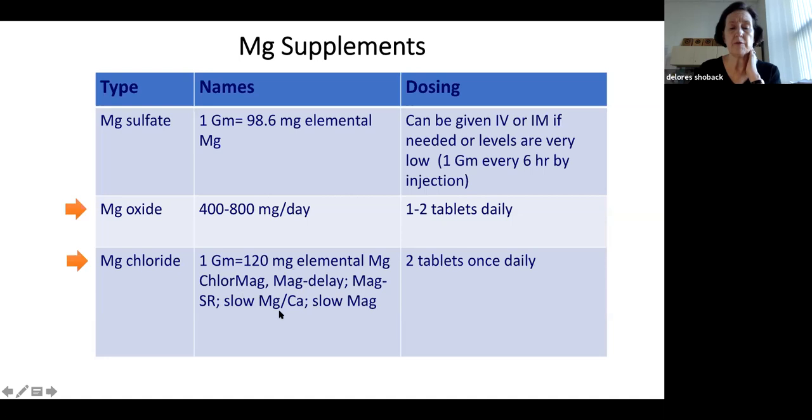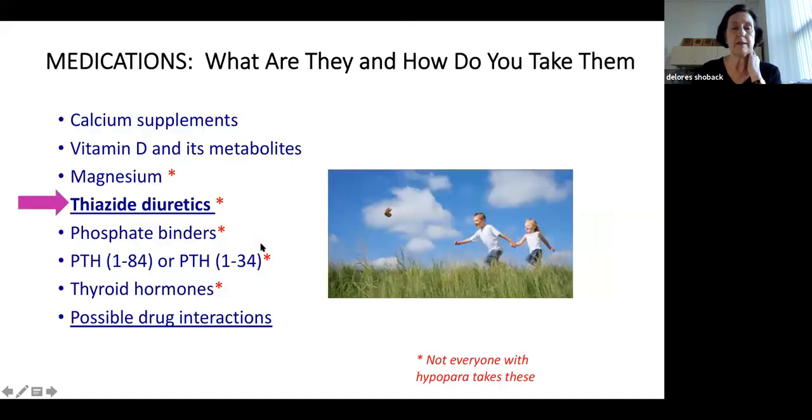Magnesium chloride is another form. It's got less per tablet usually. So people often take magnesium oxide.